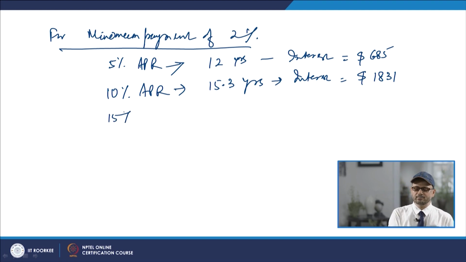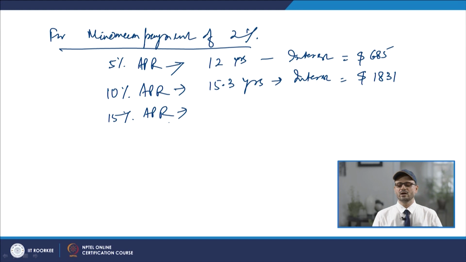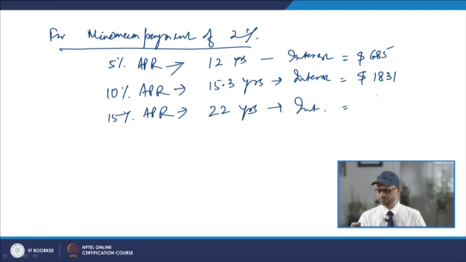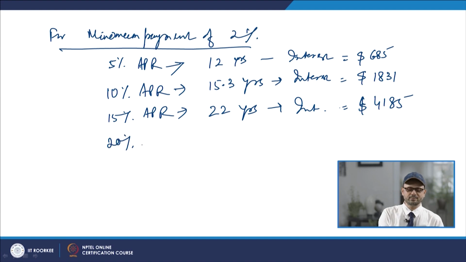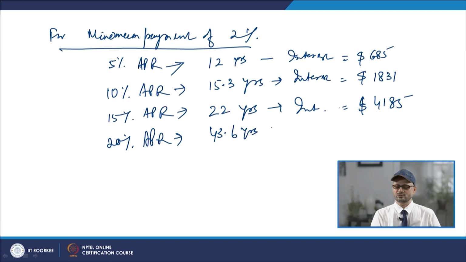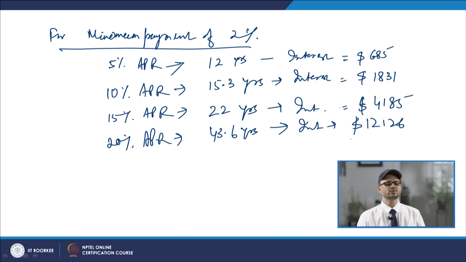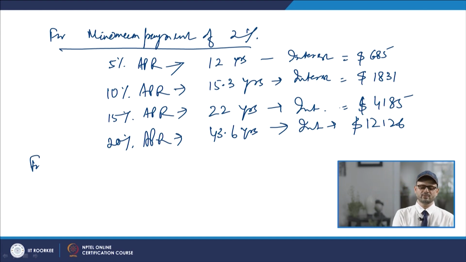Similarly, if you go to 15% APR, you will see that it is completed in 22 years of time, and the interest charge is $4185. And if you go to 20% APR, you take 43.6 years in the actual case, and the interest charged is $12,126.